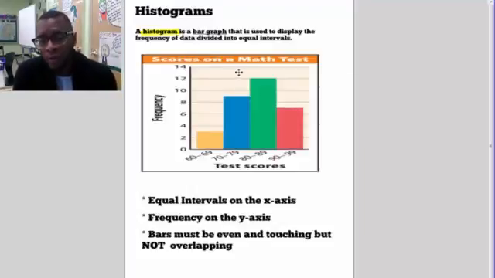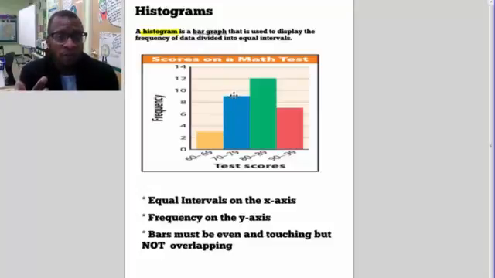Okay, and so a histogram is simply a bar graph that's used to display the frequency of certain data values that we're given, but we display it in equal intervals. That's one of the things I want when we're creating these histograms, we want to be very careful that we do it correctly. So for instance, here's a histogram of scores on a math test. Let's say we took a test in class and I wanted to create a histogram of your scores.